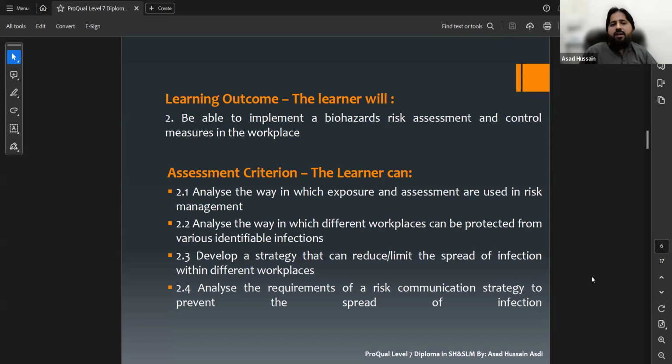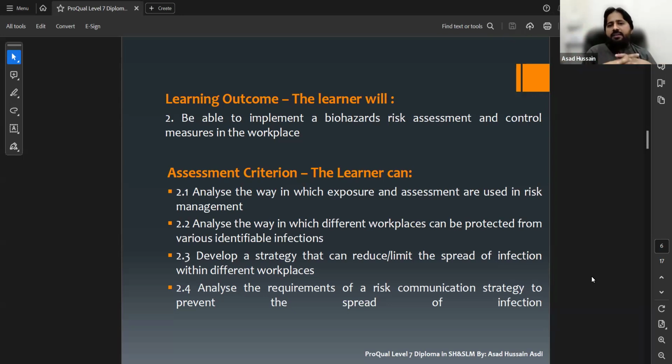So basically, it is all about discussing your workplace. Here you are a candidate or a learner, but still you are a health and safety practitioner at your workplace. So you have to analyze and explain, and then give clear information on how different workplaces can be protected from various identifiable infections. The better thing is that you relate or map your information according to your workplace instead of going generic.